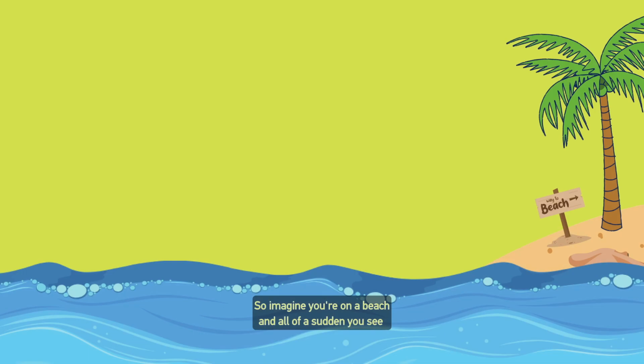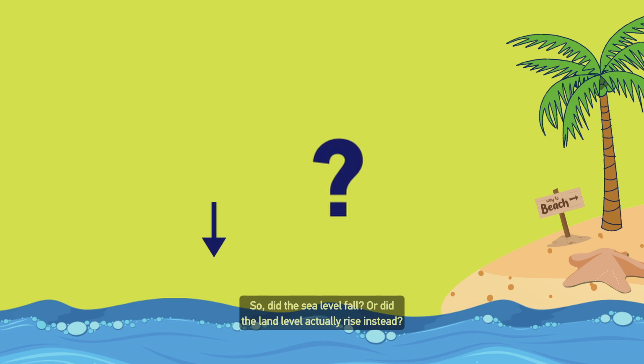So imagine you're on a beach and all of a sudden you see the shoreline suddenly recede. So did the sea level fall or did the land level actually rise instead?